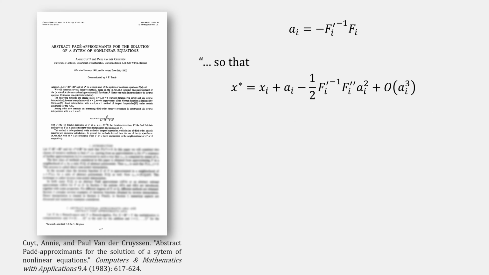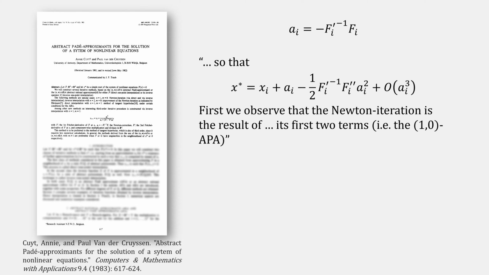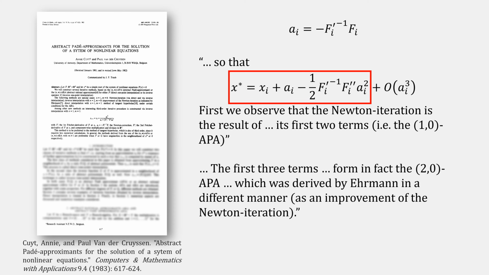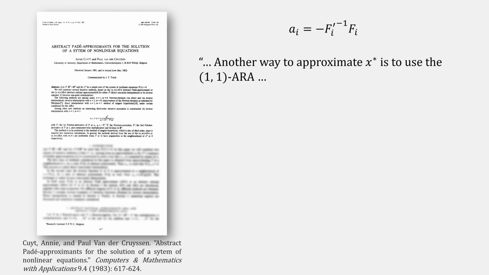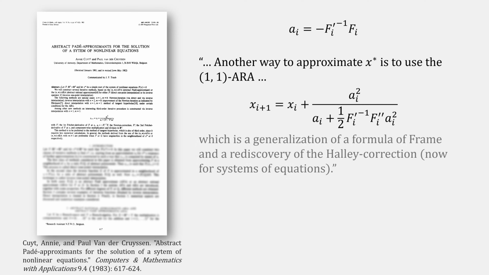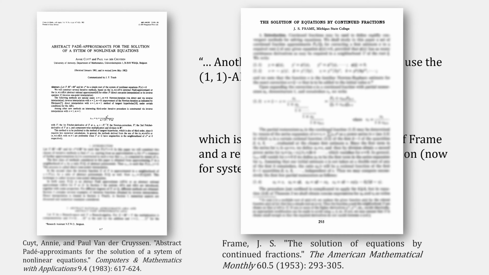A is this function. They write, first we observe that the Newton iteration is the result of its first two terms, meaning if you replaced A, you would get Newton's method. With three terms, we get this form, which was derived by Ehrman in a different manner as an improvement of the Newton iteration, referring to this paper by Hans Ehrman. Another way to approximate x star is to use the 1-1 ARA, which gives this form, which is a generalization of a formula of Frame and a rediscovery of the Halley correction, now for systems of equations. When referring to Frame's paper, they mean this one.